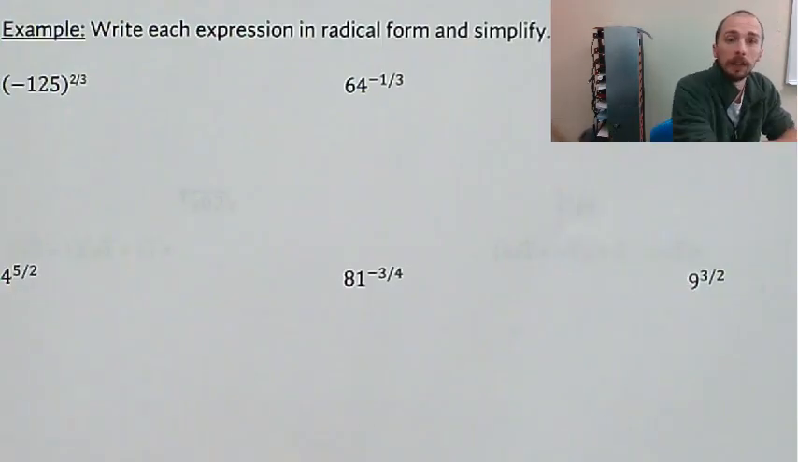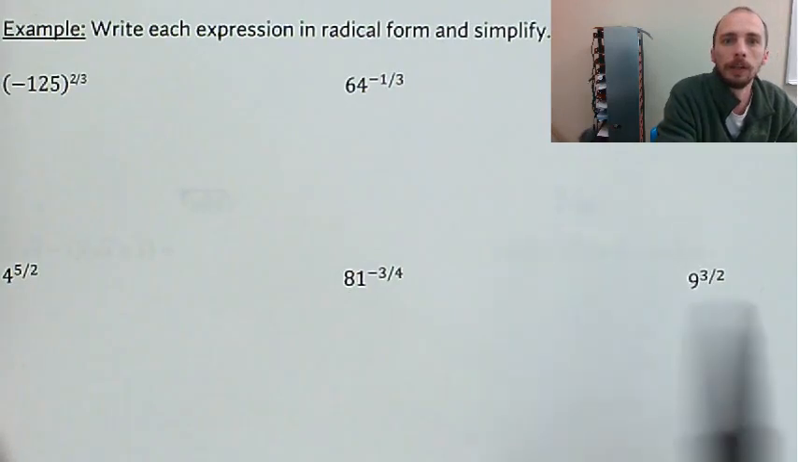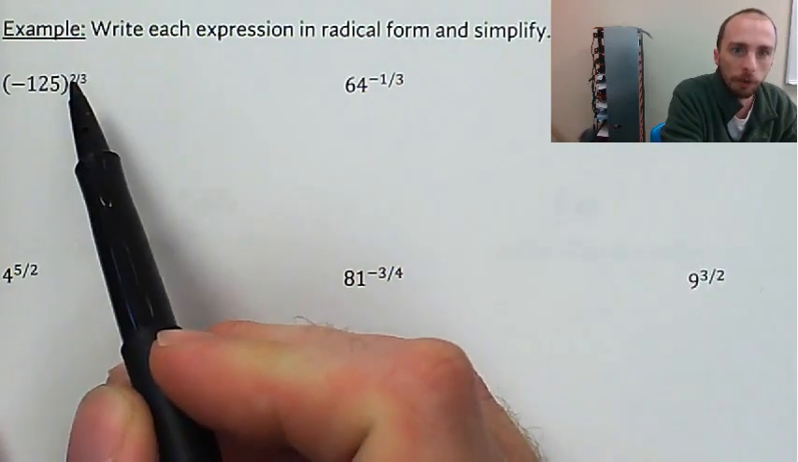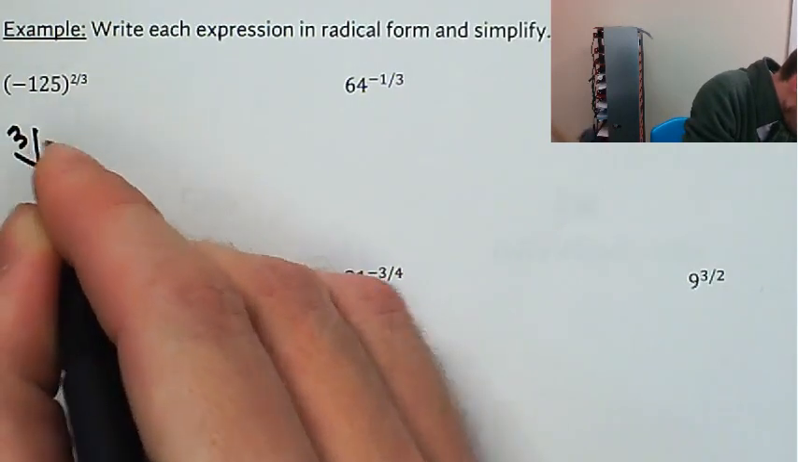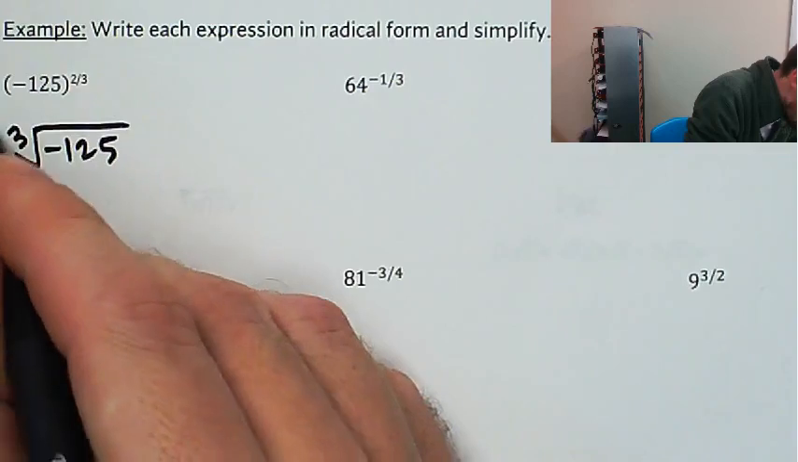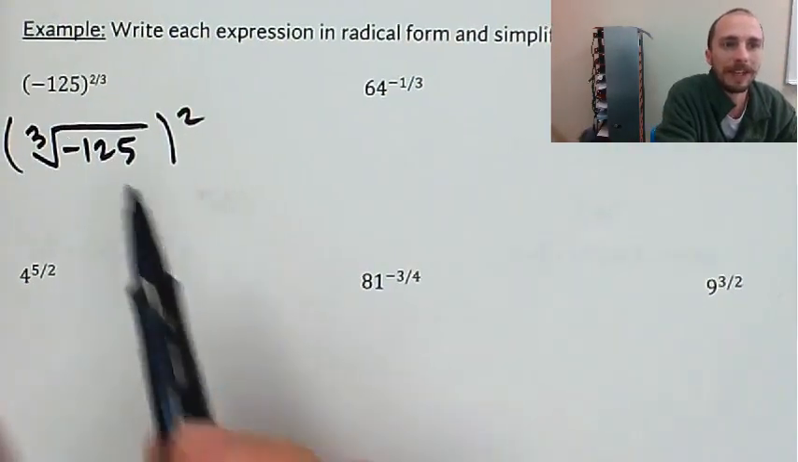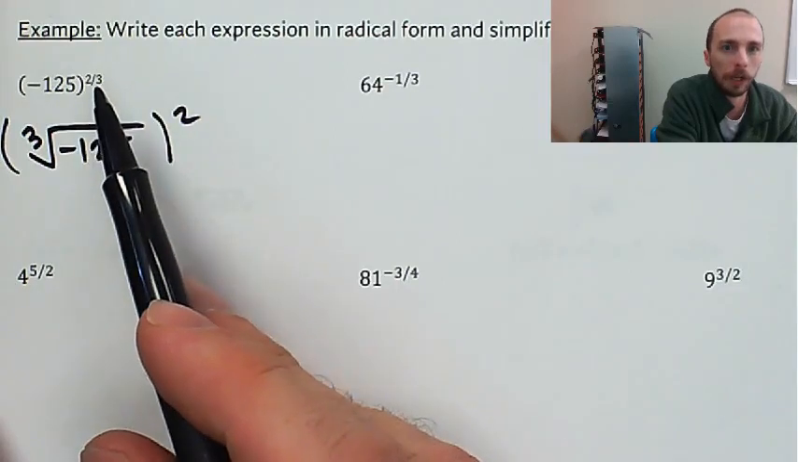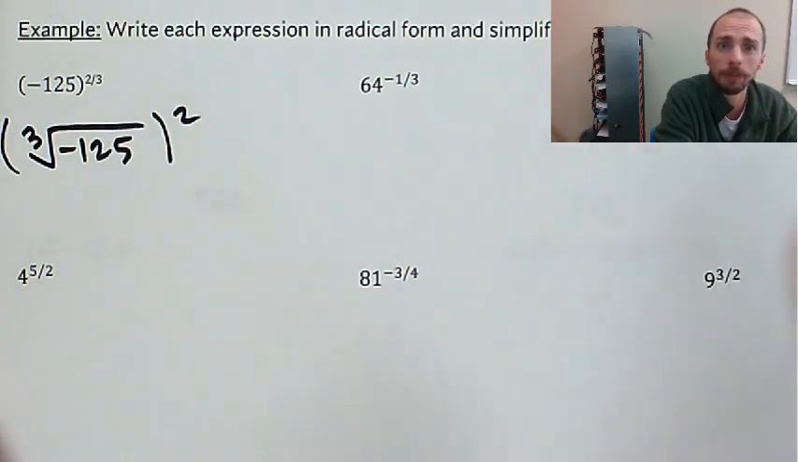All right, so this first one is going to be the perfect example: negative 125 to the 2/3. What I'm saying is deal with the denominator first. 2/3, that's the third root. So I'm going to take the cube root of negative 125, and then I'm going to square it. Otherwise, my other option was taking negative 125 and squaring it. I don't know what 125 times 125 is. Maybe you're some number sense expert and you do, but that's not me.